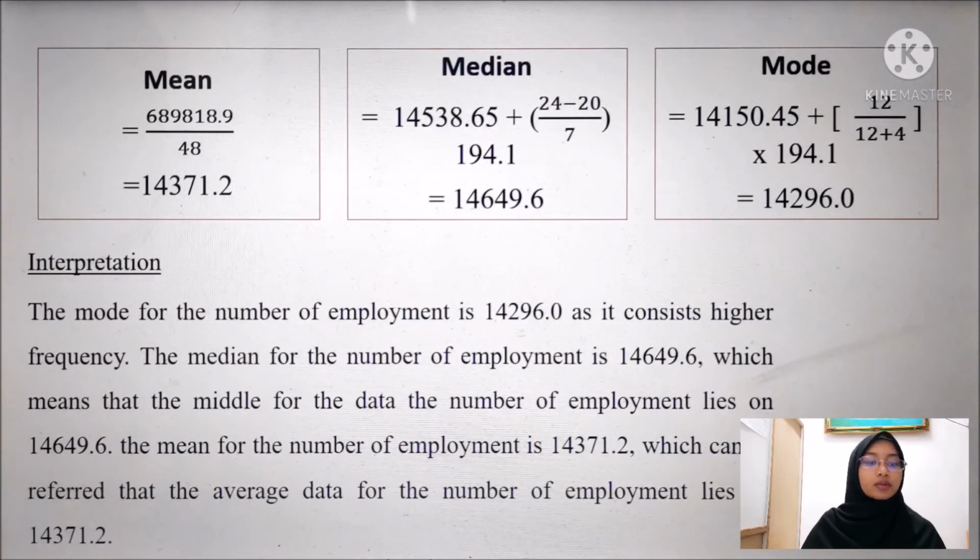The median for the number of employment is 14,649.6, which means that the middle of the data for the number of employment lies on 14,649.6. The mean for the number of employment is 14,371.2, which means that the average of the data for the number of employment lies on 14,371.2.